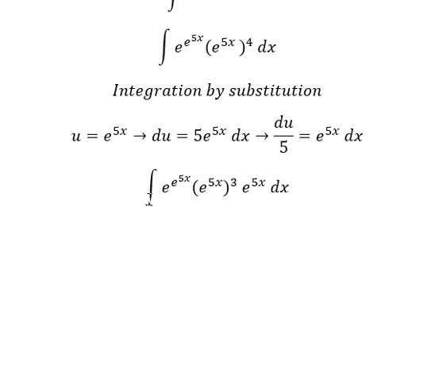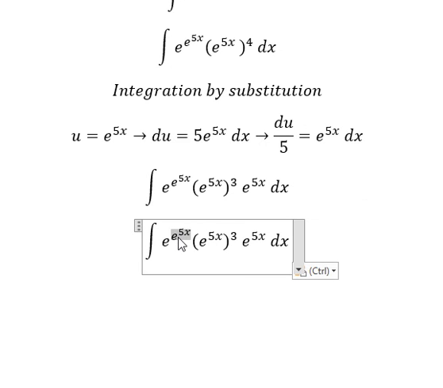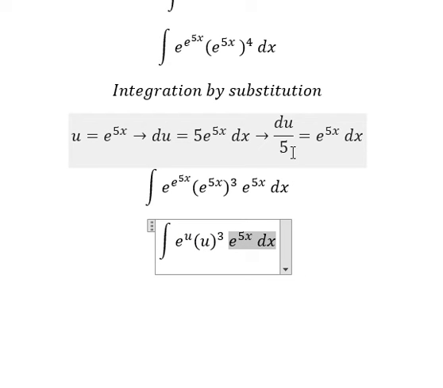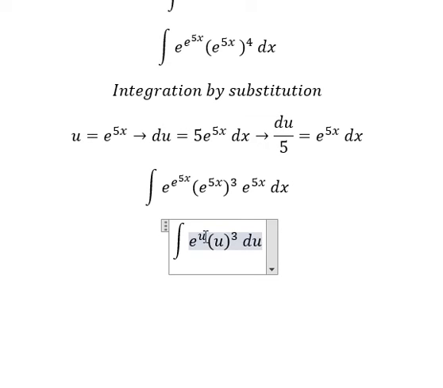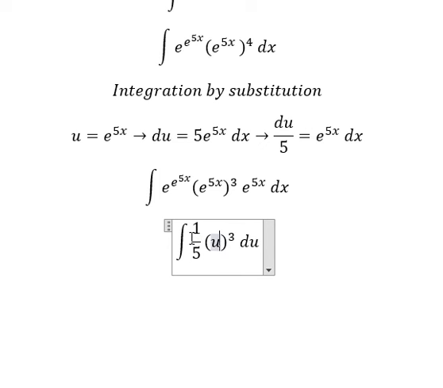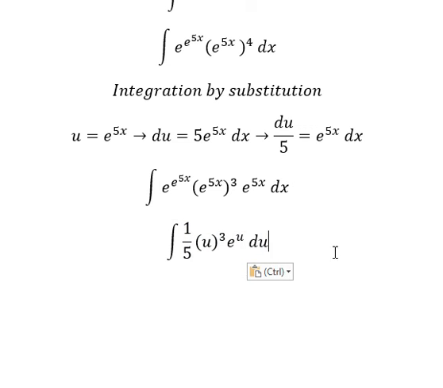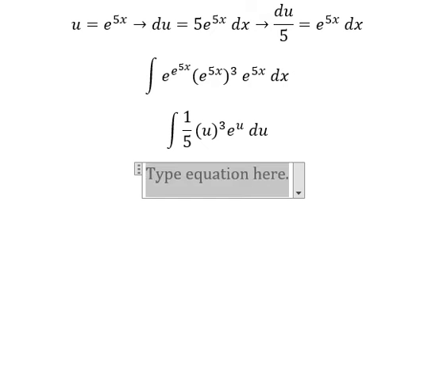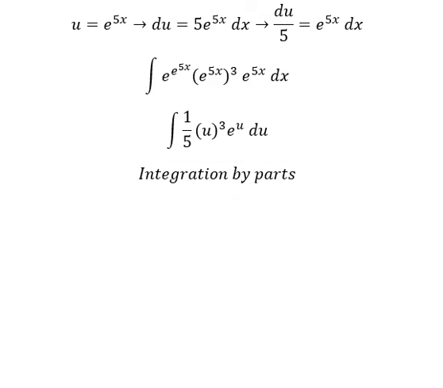Next, this one we change for u. This one we change for u. This one we change for u over number 5. So in this situation, we can use integration by parts.